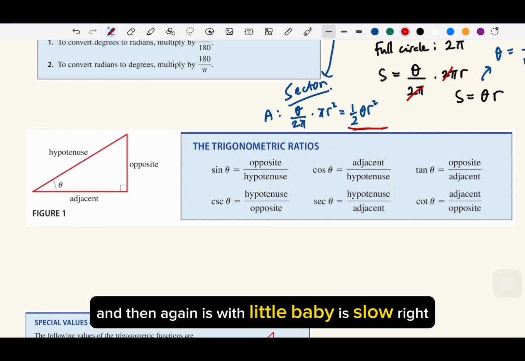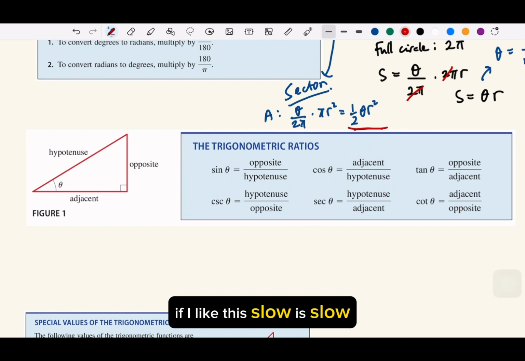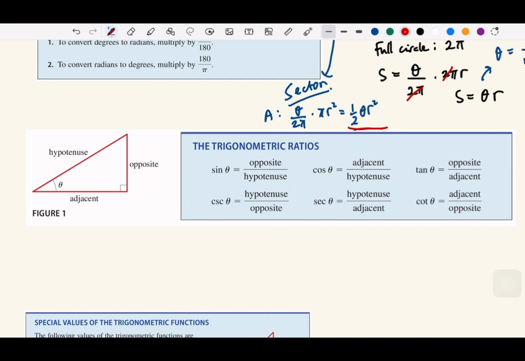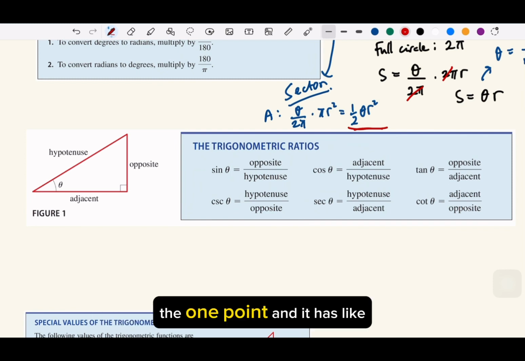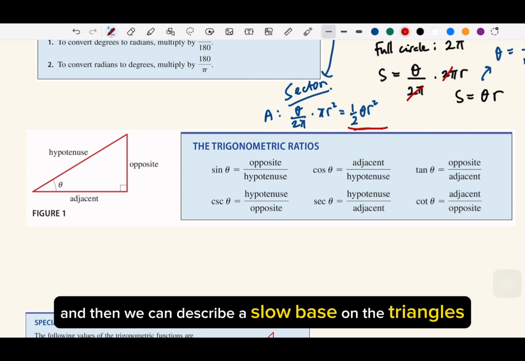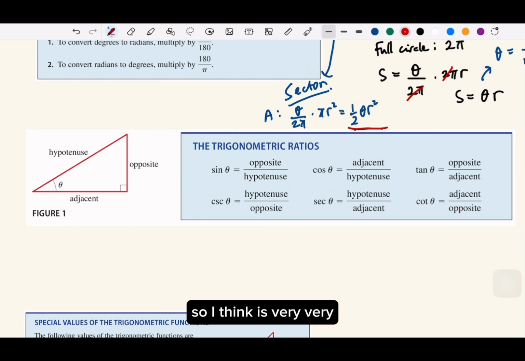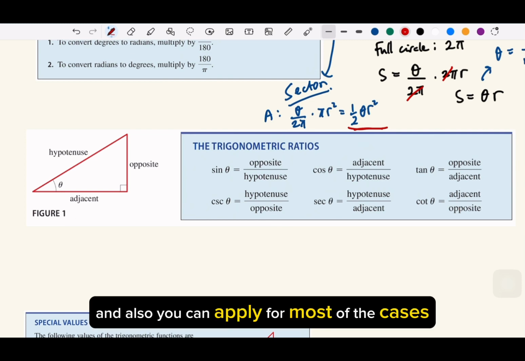And tangent is literally the slope, right? Divided by this, the slope. So that's also how we get the name. The tangent also means that it's touching at only one point, and it has a slope like that, and then we can describe the slope based on the triangles. So I think it's very, very intuitive, and you can also apply it for most of the cases.